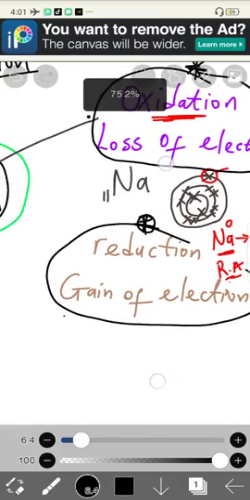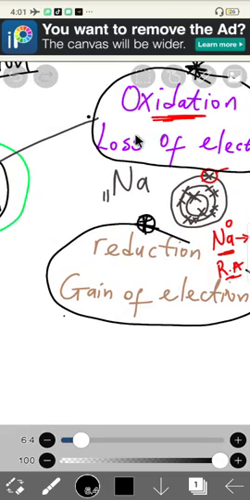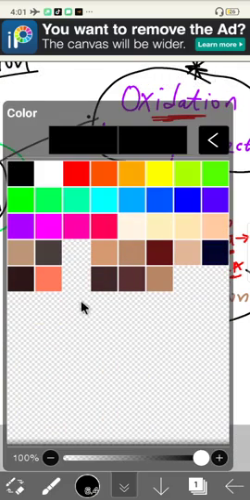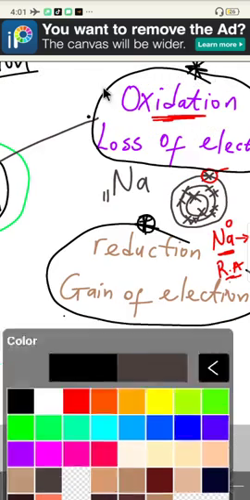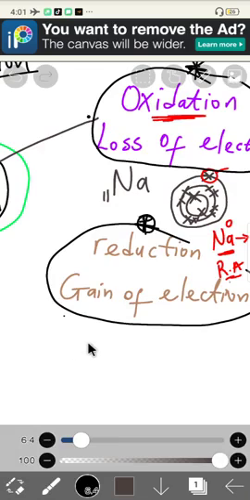And reduction happens to be what? The gain of electron. So when we talk about gain of electron, those elements that accept electron, for example, chlorine. So chlorine in its ground state.